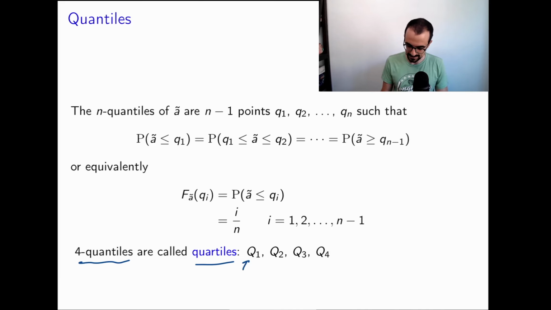Actually, I've made a mistake here, if you realize, because there's only 3 quartiles, right? Q4 doesn't make any sense because we cut up into 4 pieces. There's only 3 cut points.